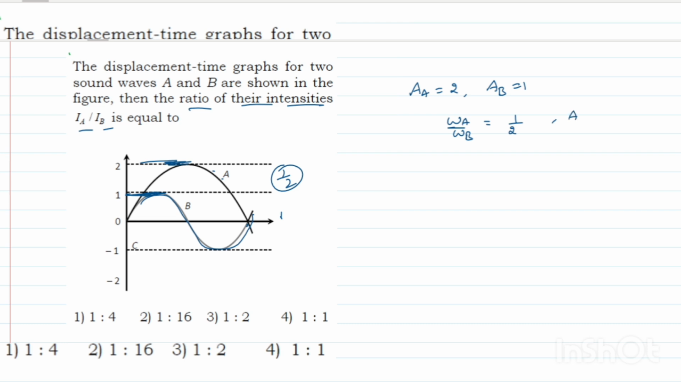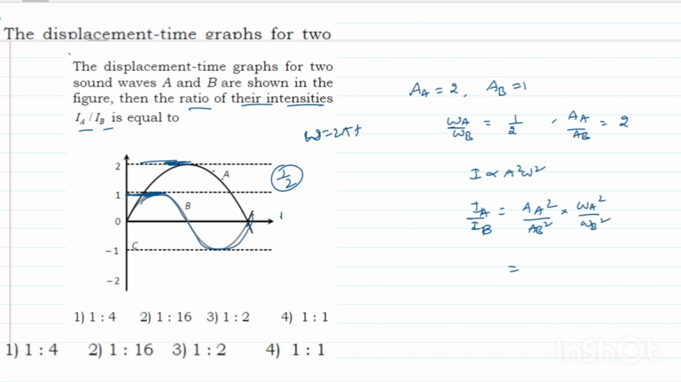And the amplitude of A to the amplitude of B, you can take as 2. So I is directly proportional to A square omega square, and omega in terms of frequency also you can write, students; half of the frequency is completed. Let us take I1 by I2, which will be equal to IA by IB, which will be equal to AA square by AB square, that is amplitude of A to amplitude of B whole square, into omega A square by omega B square.